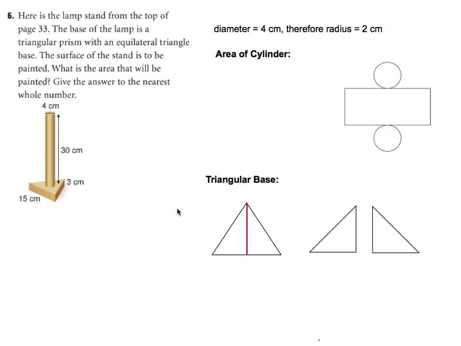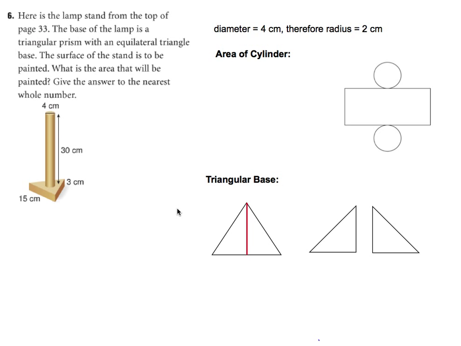Here is the lampstand from the top of page 33. The base of the lamp is a triangular prism with an equilateral triangle base. The surface of the stand is to be painted. What is the area that will be painted? Give the answer to the nearest whole number.